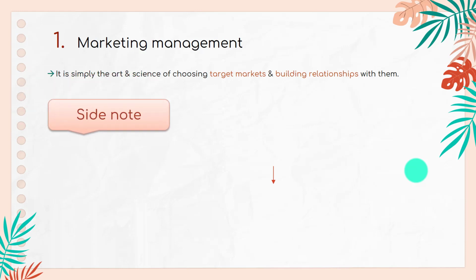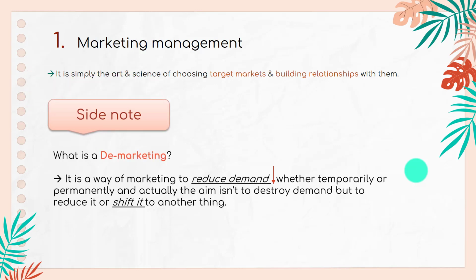There is a side note. There is something called de-marketing. What is de-marketing? From the name of it, you'll see that de-marketing is probably the opposite of marketing, the opposite of what we do in marketing. In marketing, we're trying to enhance our business, strengthen the relationship with customers, and broaden our market share regarding a product or service. But de-marketing is called this because it's a way of marketing to reduce demand, whether temporarily or permanently. And actually, the aim isn't to destroy demand, but to reduce it or shift it to another thing.